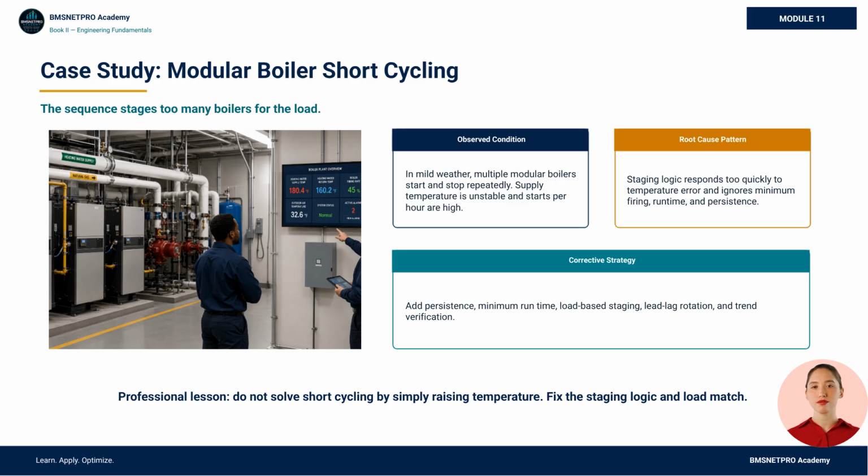This case study comes directly from the field pattern many BAS professionals see. A modular boiler plant short cycles because staging is too reactive for the load. Multiple boilers start in mild weather, then shut down quickly because the plant overshoots. The correction is not simply to raise the heating water temperature or disable alarms. The correction is to improve the staging strategy. Use persistence, minimum runtime, firing rate evidence, lead lag logic, and proper plant feedback. Then verify the fix by trending starts, runtime, supply temperature stability, return temperature, and comfort.